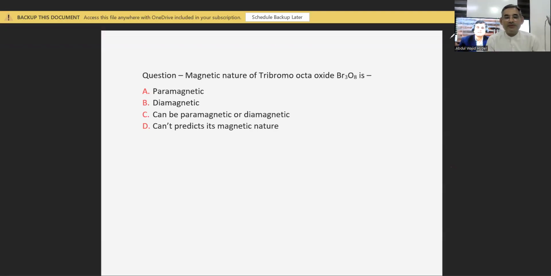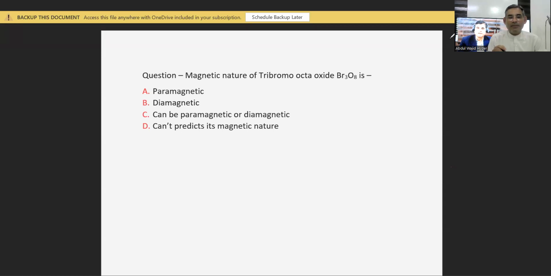Hello students, today we are going to discuss a question related to magnetic properties. In this question, we'll try to finish this topic related to magnetic nature: whether a compound, a substance, will be paramagnetic in nature, meaning it can be magnetized temporarily, or not. If not magnetized temporarily, then it will be known as diamagnetic.